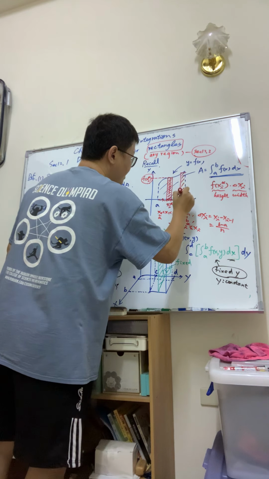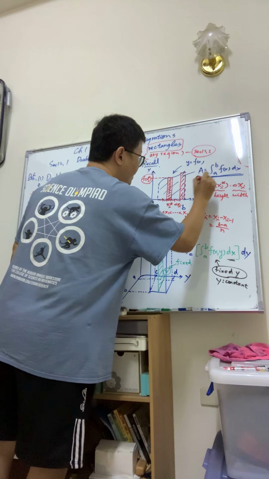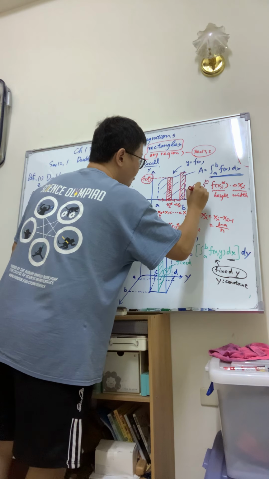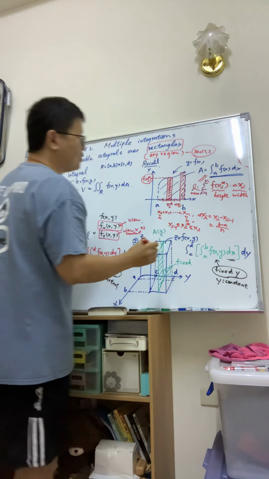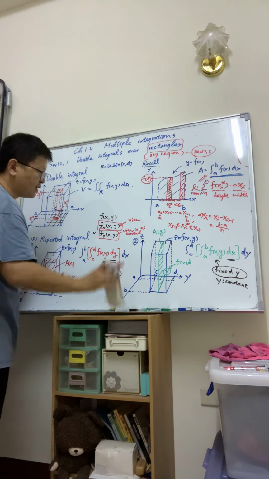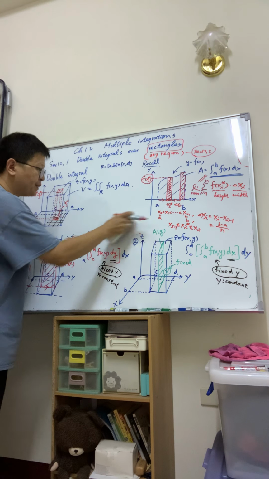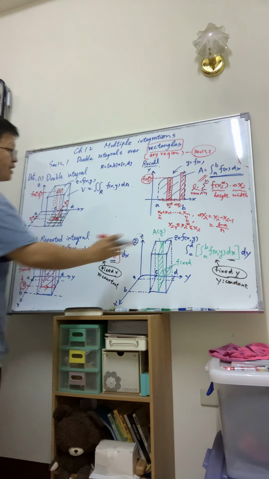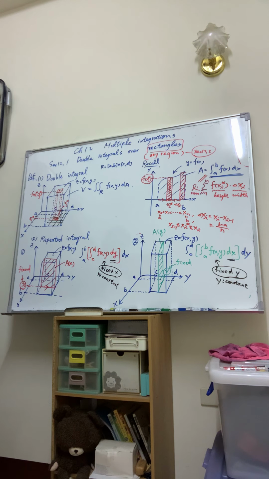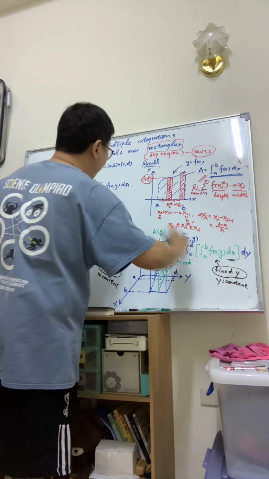So we have n rectangles, with n approaching infinity. And that is the definition. And it means the area below the curve y equals f of x, above the x-axis, and x between a and b.